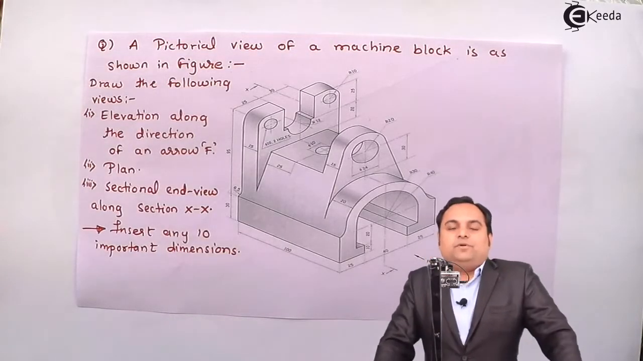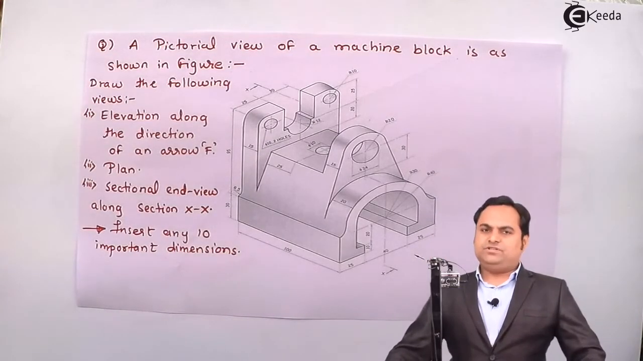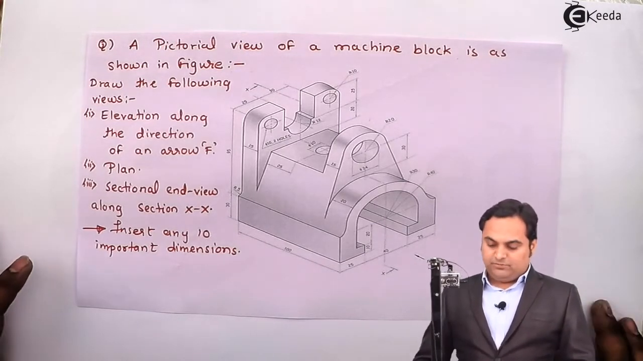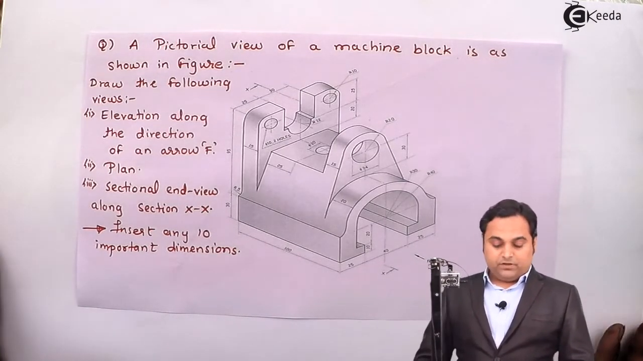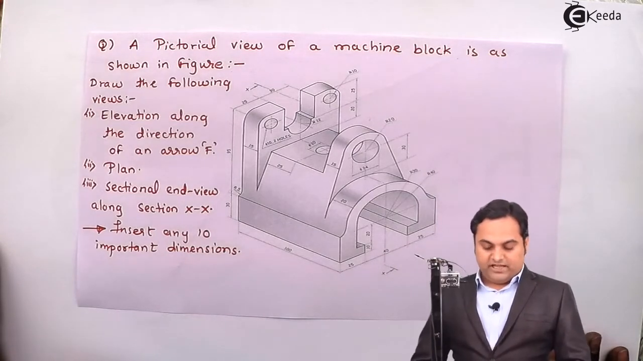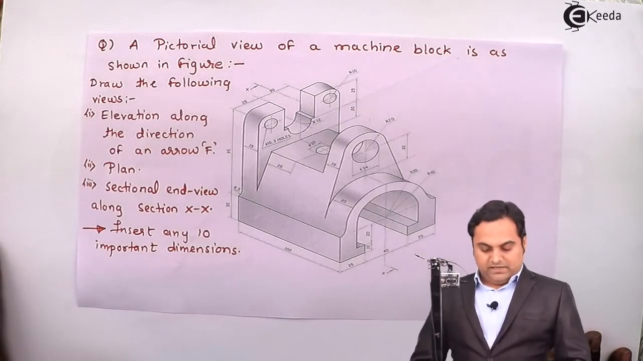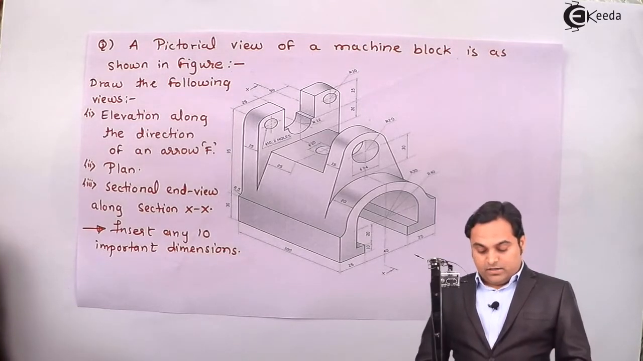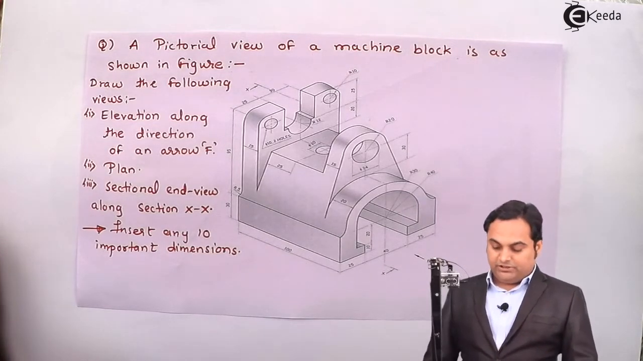In this video, we'll see a problem on sectional orthographic projections. For that, here is the question. A pictorial view of a machine block is as shown in figure. Draw the following views. Elevation along the direction of an arrow F. Plan. Sectional end view along section XX. Insert any 10 important dimensions.